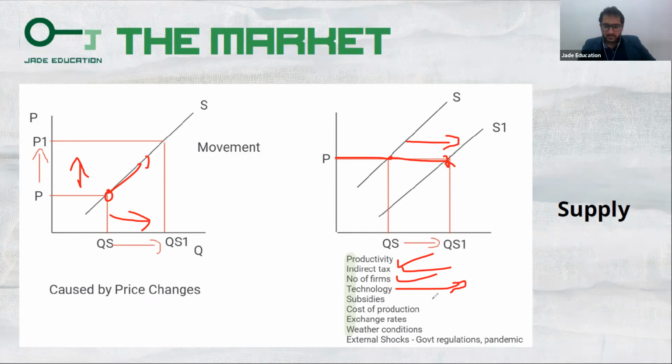Then you have subsidies and costs of production. Subsidies, you know what these are? These are like government grants that they give you, and the farmer can now increase their production because of this. Cost of production: the moment cost of production goes up, people just don't want to supply. They're like, you know what, I don't want to, it's too costly. My profit margins are low.